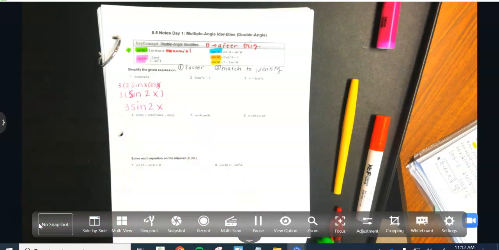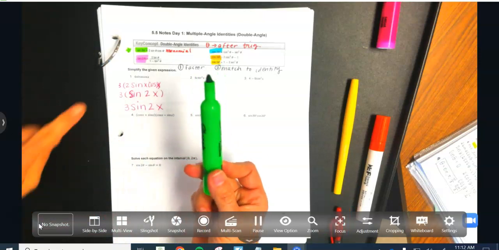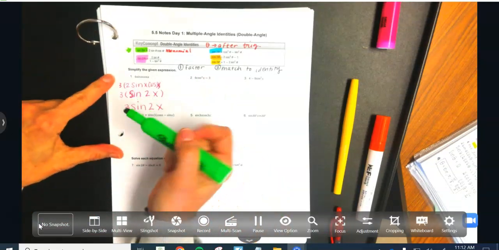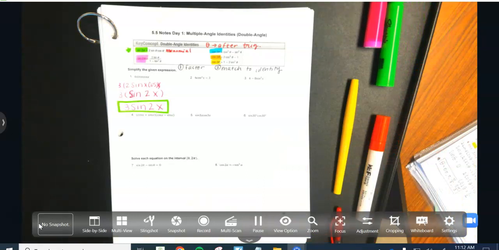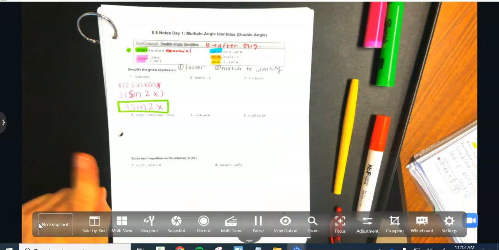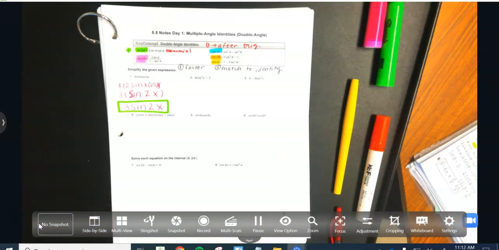And I'm going to color code. I'm going to use this green marker to remind myself I used this identity. If you'd like to color code, if you've got a bunch of markers in your pencil bag, you might want to do it because these are kind of brand new to us and we're only spending 1 day on it. All right, let's go ahead and take a look at number 2.